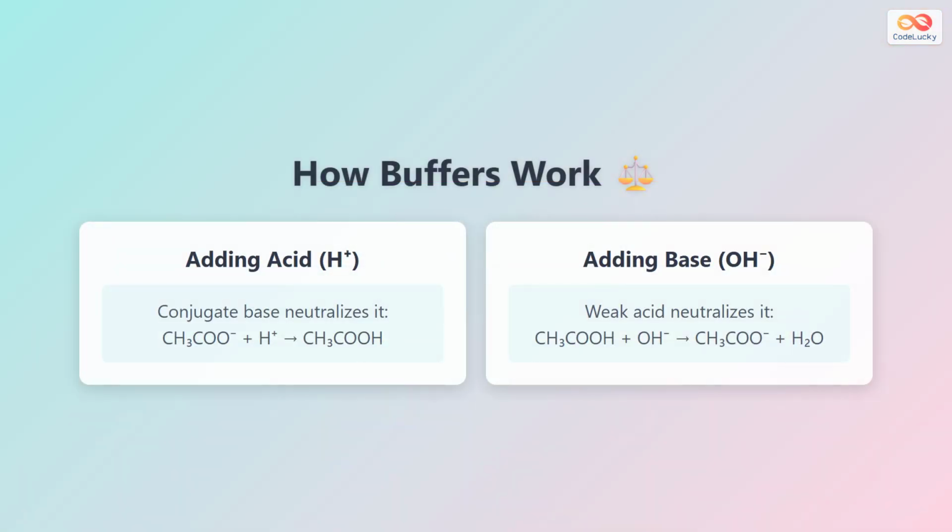Buffers work through a beautiful chemical balance. When you add acid, which releases H+ ions, the conjugate base in the buffer neutralizes it. For example, acetate ion reacts with H+ to form acetic acid. Conversely, when you add a base like OH-, the weak acid component neutralizes it. Acetic acid reacts with OH- to form acetate ion and water. This way, the buffer handles disturbances from either direction.